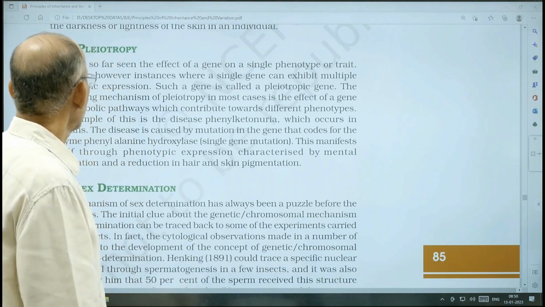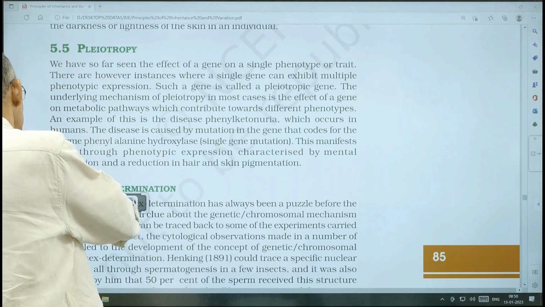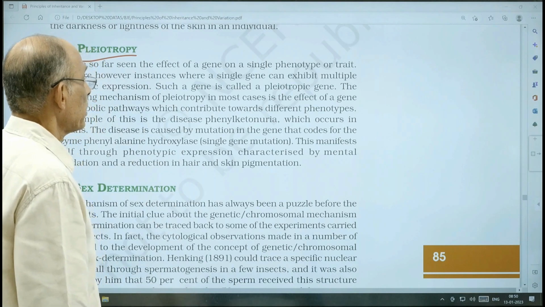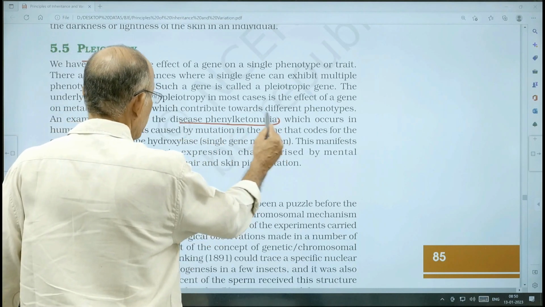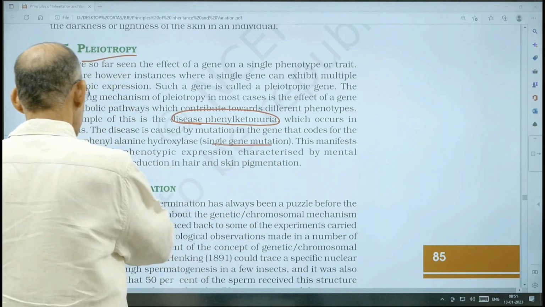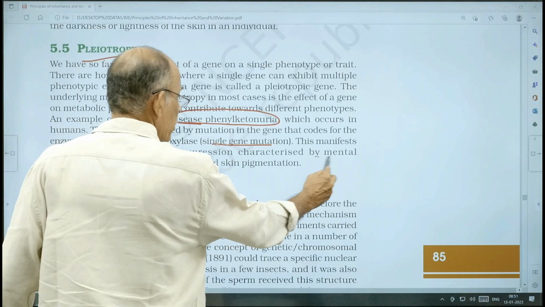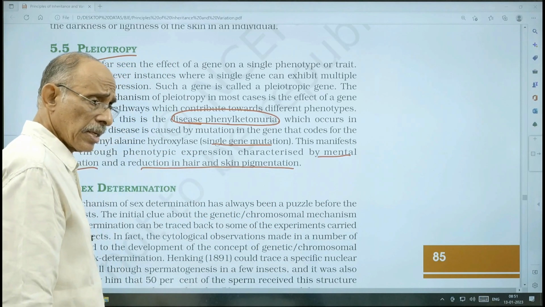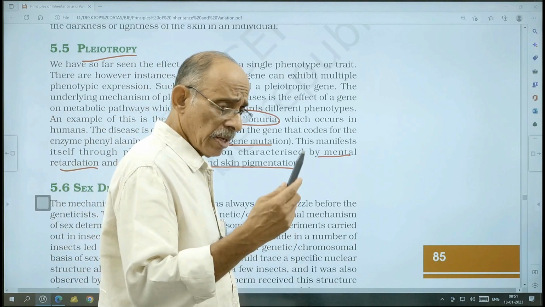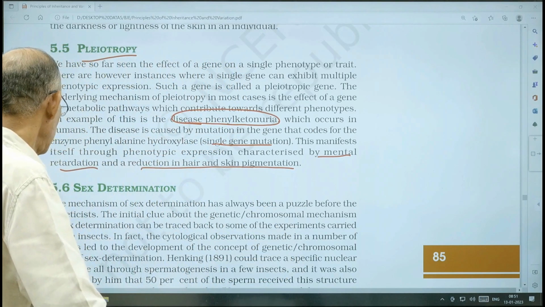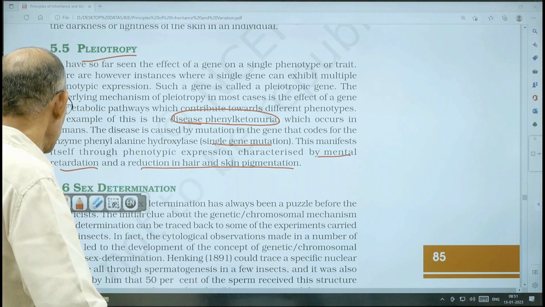Pleiotropy means a single gene influencing more than one character. The typical example is phenylketonuria. It is a single gene mutation, and the phenotype is characterized by mental retardation, reduction in hair and skin pigmentation, etc. Phenylketonuria we will discuss in the Mendelian diseases, so we can discuss it there.